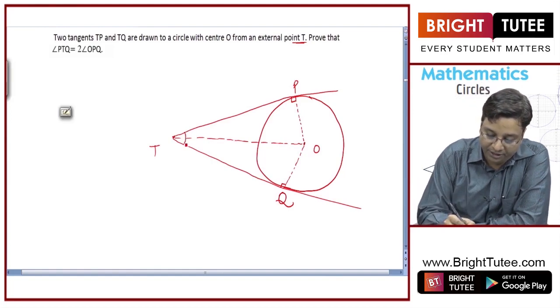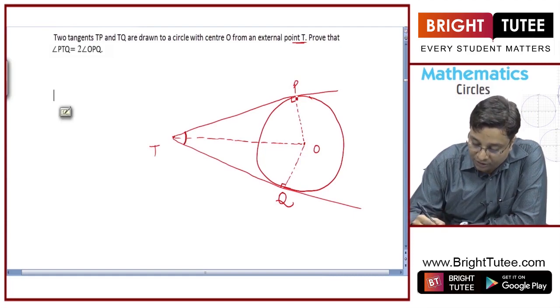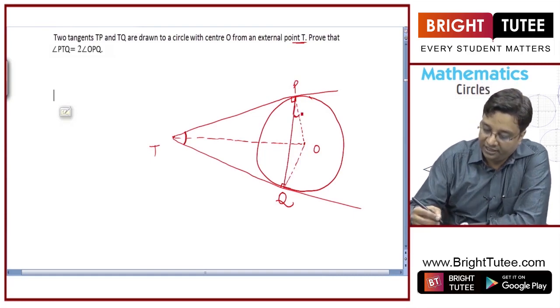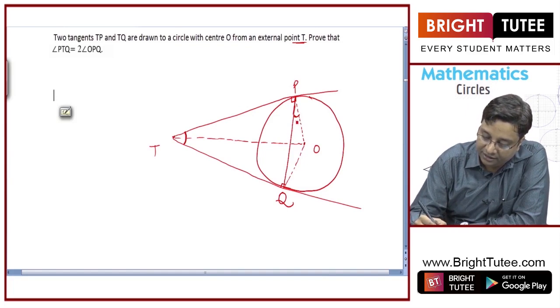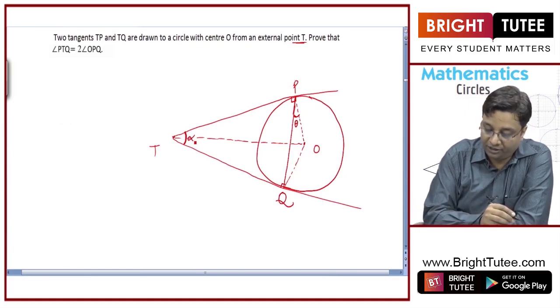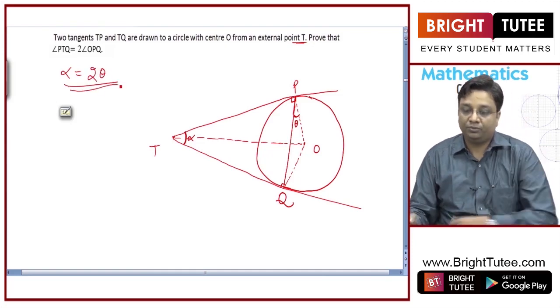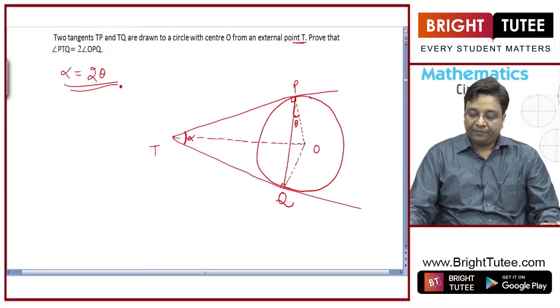So this is angle PTQ and it has to be twice of angle OPQ. So what is angle OPQ? If I draw this chord PQ, we are talking about this angle here, right? Let's name this as theta, and let's name this angle as alpha. So what we need to prove is that alpha is equal to twice of theta. This is what we need to prove.